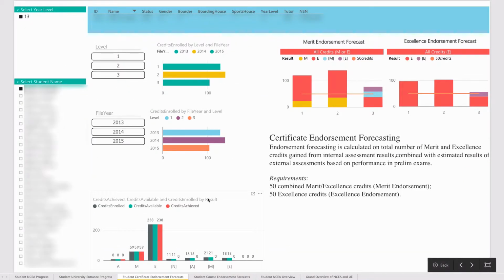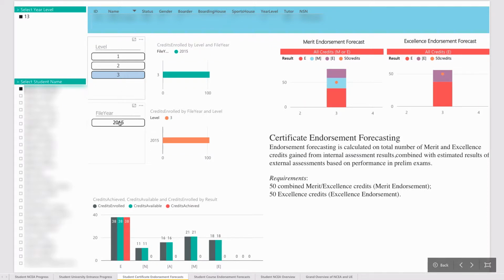Here we're getting into forecasting, and this enables us to give some indication to students whether they're likely to receive an endorsement. And so again, we use a text box with some of the explanation of what's required, and we can filter by an individual year. So this student's in level 3 or year 13 right now, and we can see that this merit endorsement requires 50 credits or more at a merit or an excellence level. So what we have is credits that are already banked. So the student has 38 credits that they've achieved through internal assessment, and then they have through practice exams an indicative grade of 21 merit credits and 18 excellence credits.